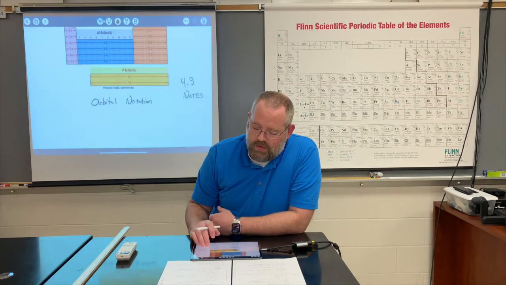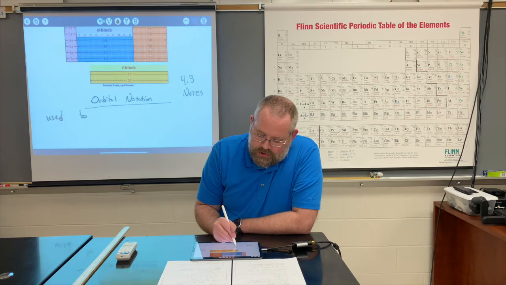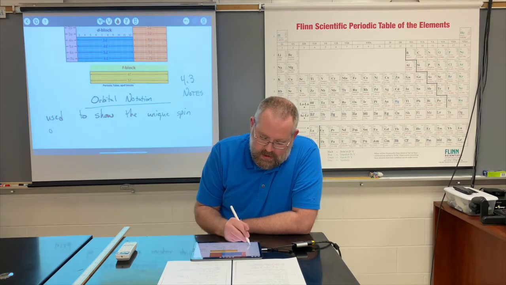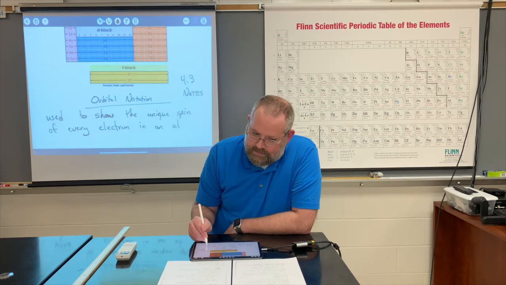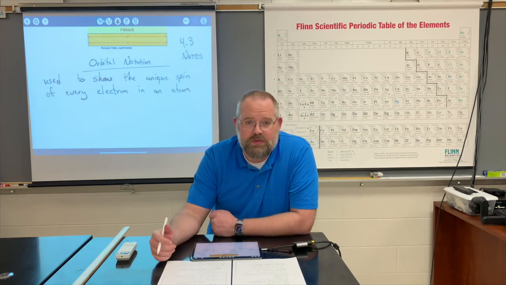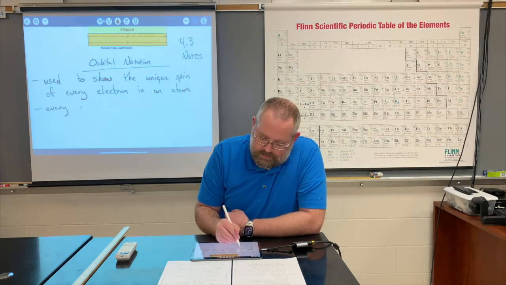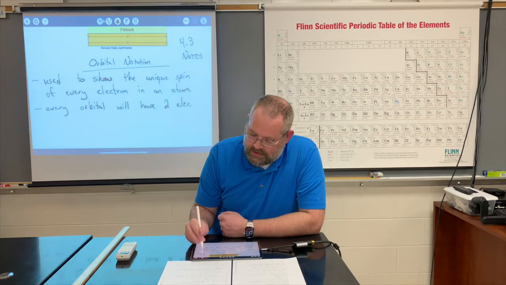And what we use orbital notation for is to show the unique spin of every electron in an atom. Now the way we do this is we denote arrows. Okay, every orbital will have 2 electrons, like I just said.